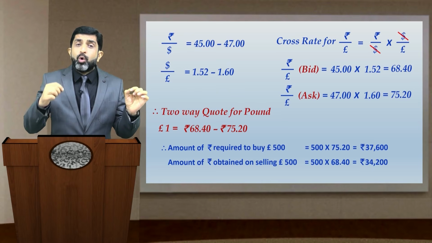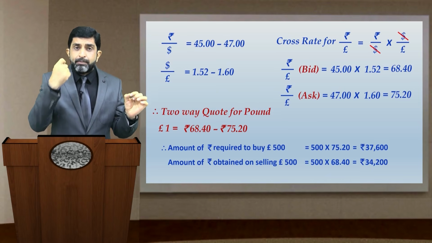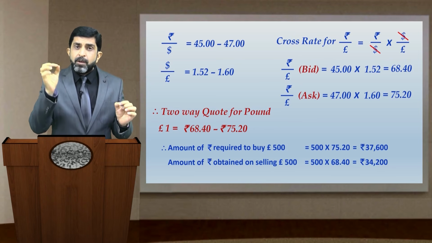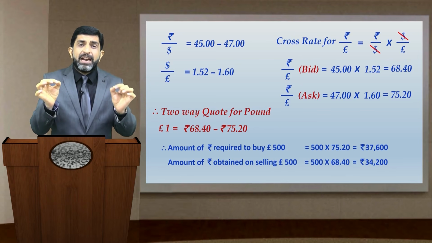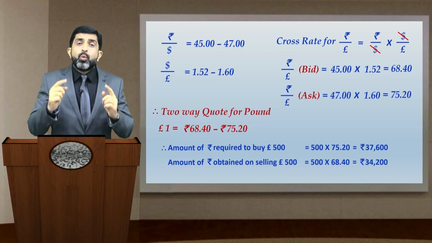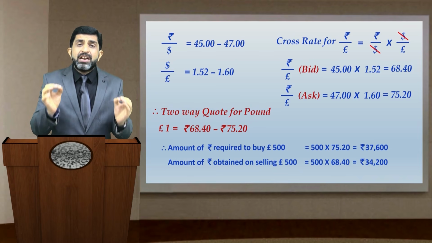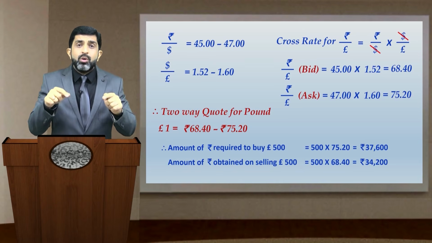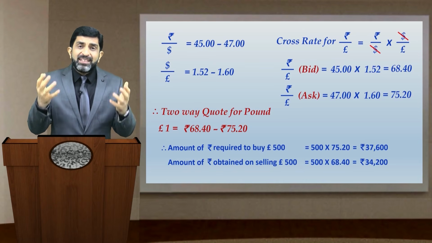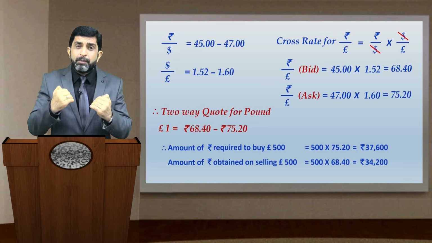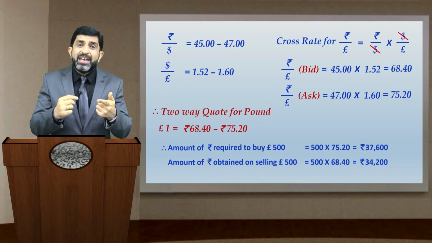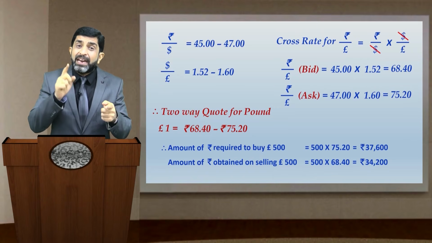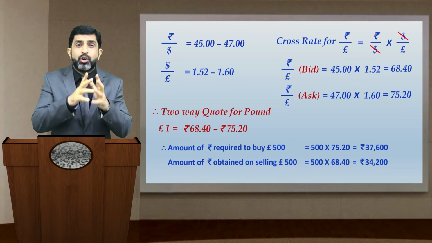$1.60 is what I have to pay to get 1 pound. My need is to buy 500 pounds. 500 pounds multiplied by 1.60 will require $800 to be paid in exchange. Now that implies if I want to buy 500 pounds, I must give in exchange $800. That means in my pocket, I must have $800 in the first order.